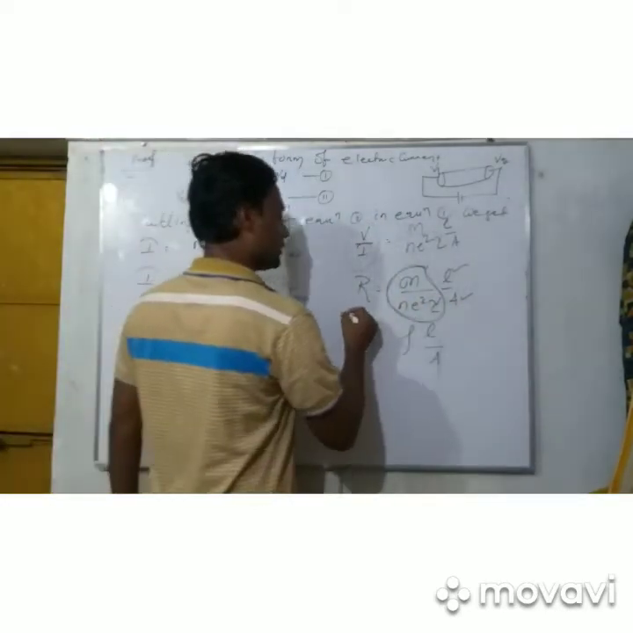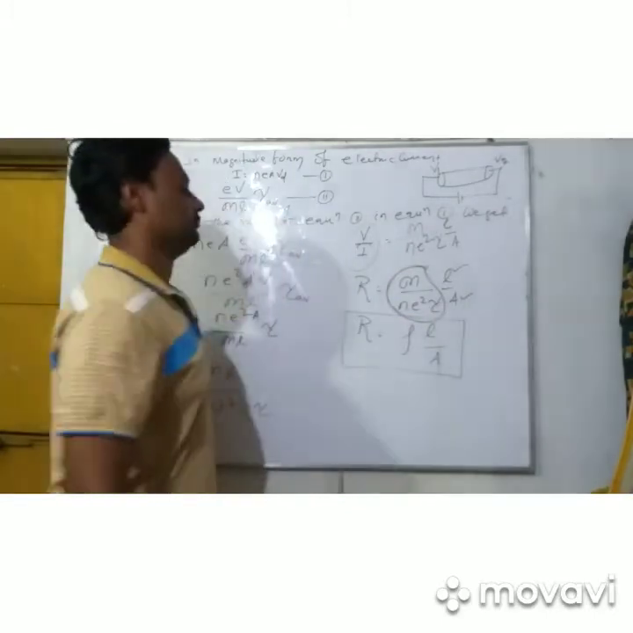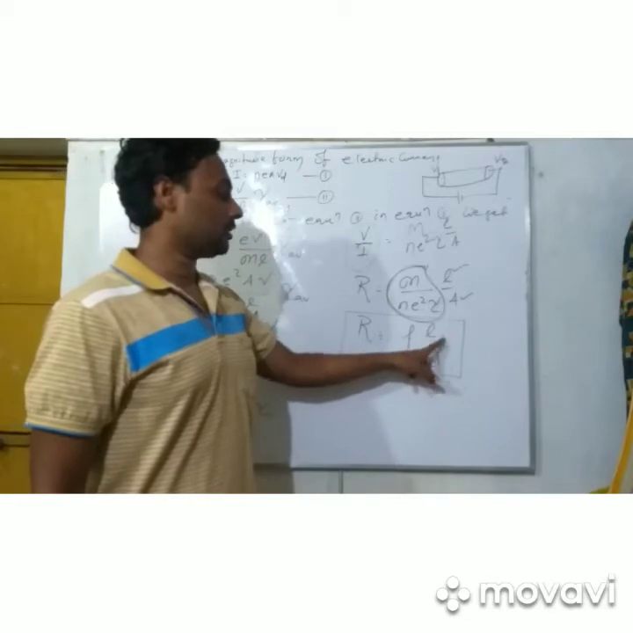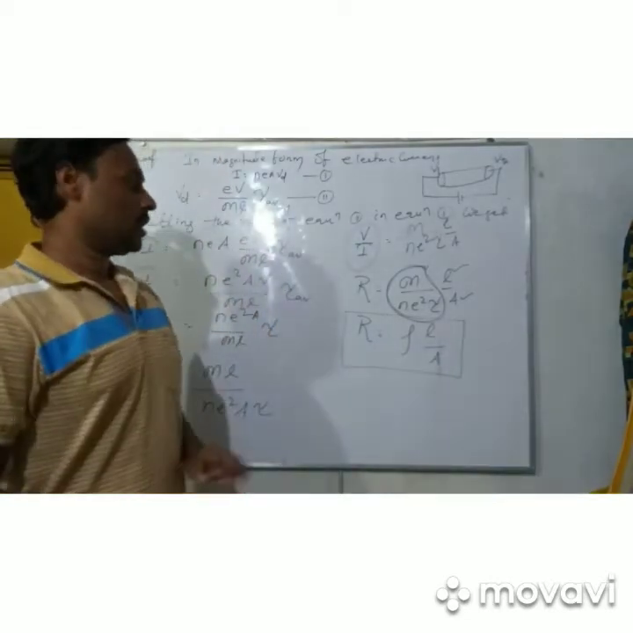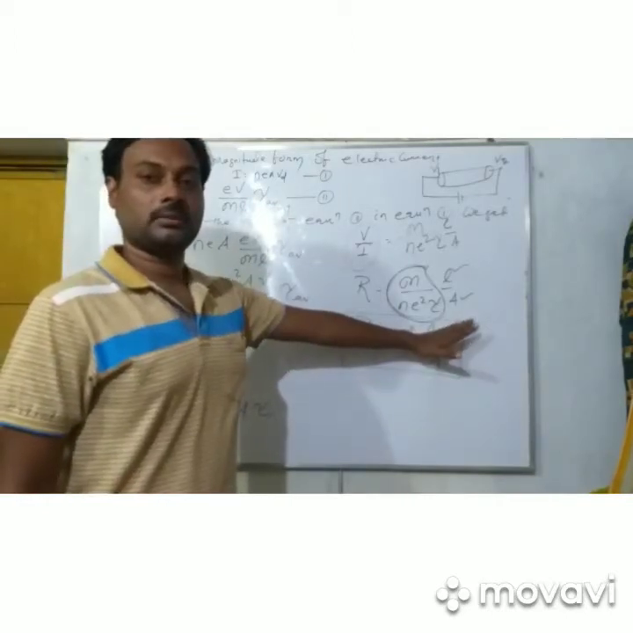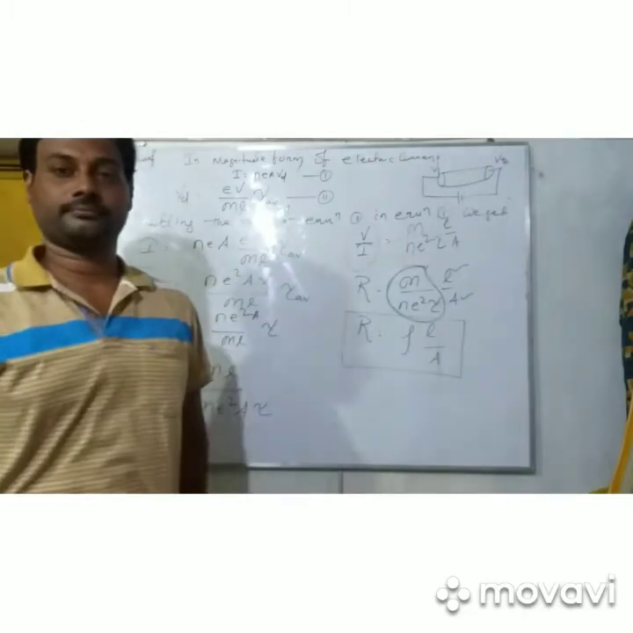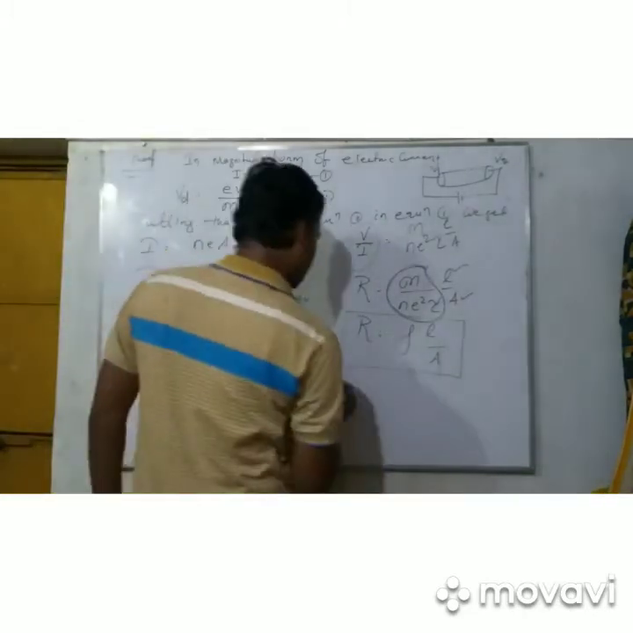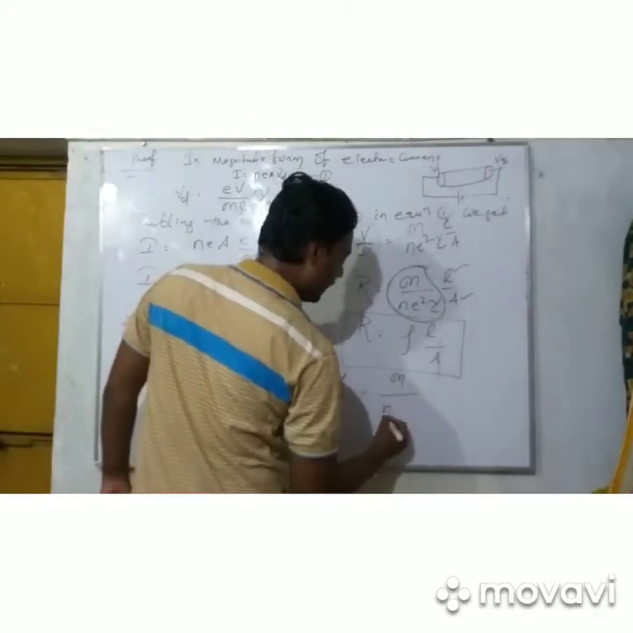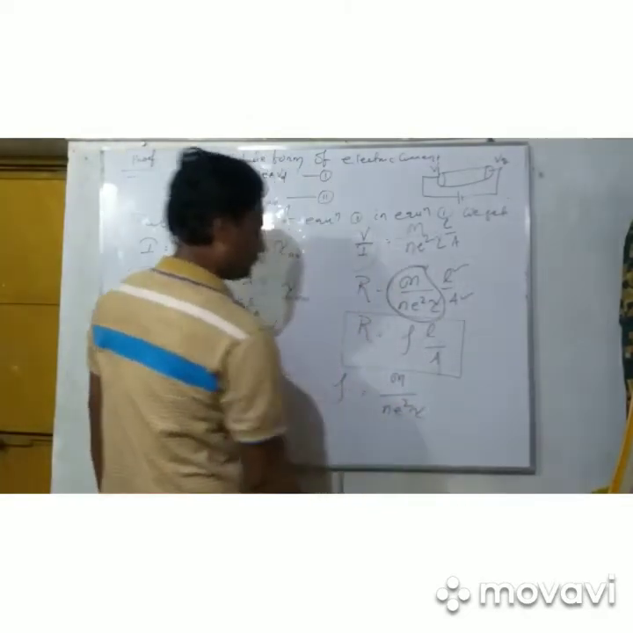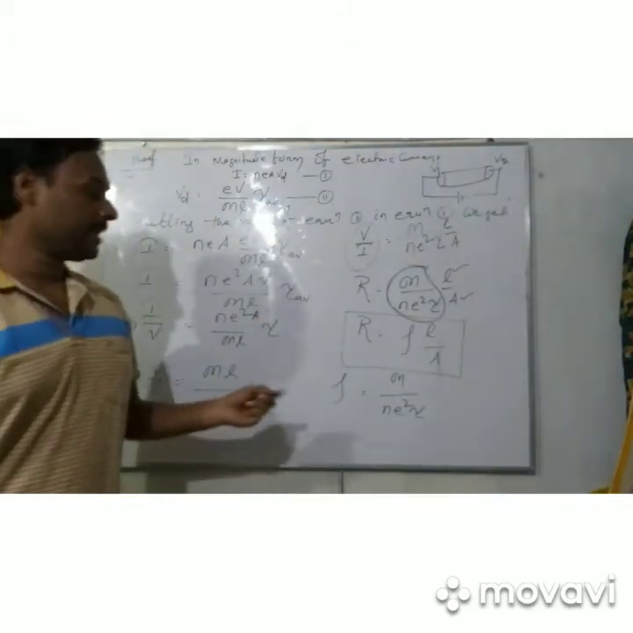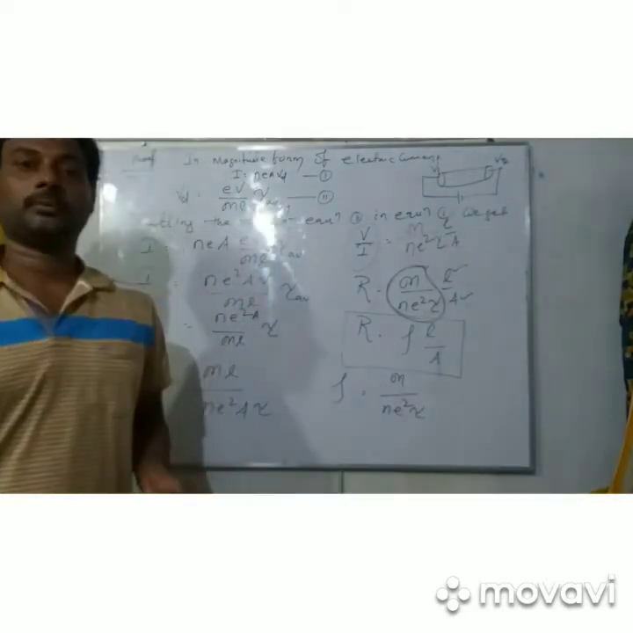So resistance is equal to the resistivity of the material times the length of the conductor divided by the area of cross section. So resistance depends upon the length of the conductor as well as the area of cross section, where ρ is equal to m divided by n e² τ. That means the resistivity of the material depends upon what?